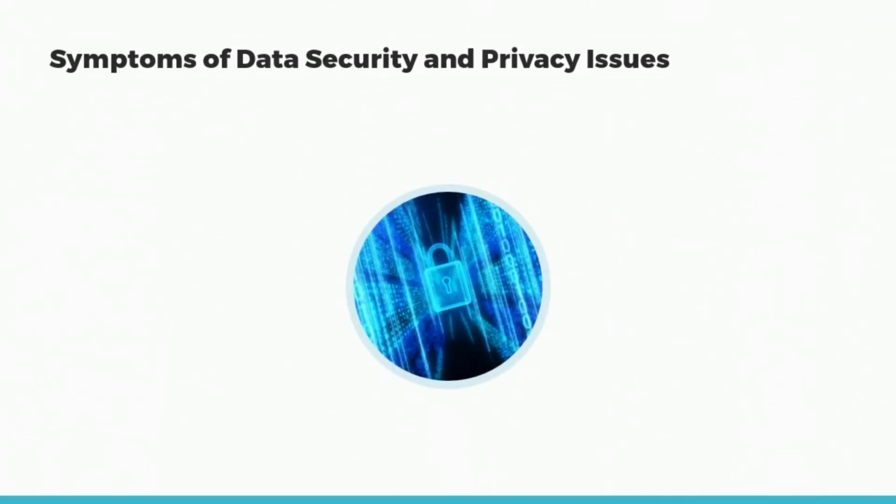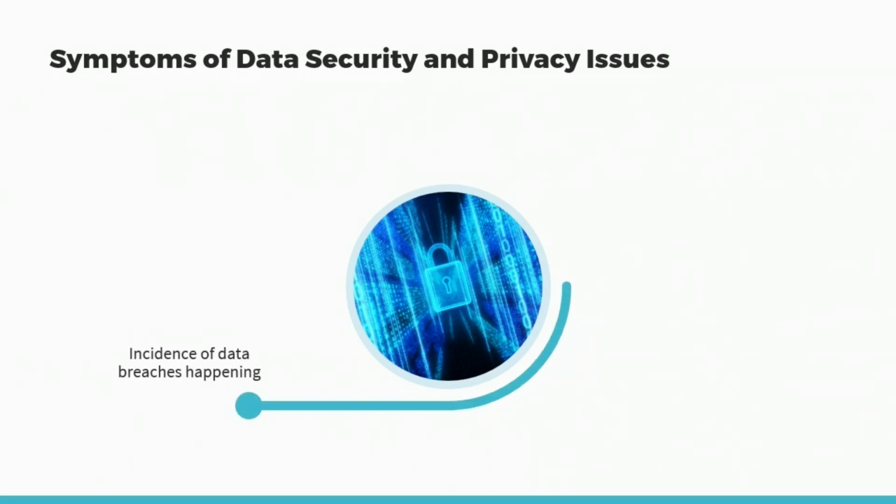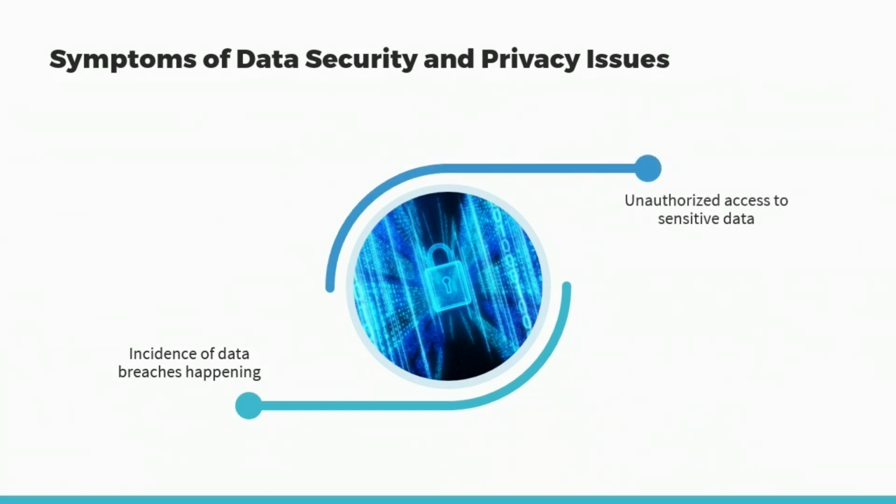Data security and privacy issues in AI can manifest through various indicators, including data breaches and unauthorized access to sensitive information. Now, data breaches involving unauthorized access or disclosure of sensitive information can compromise the confidentiality, integrity, and availability of data, leading to significant risks for individuals and organizations. And unauthorized access to sensitive data, like personal or confidential information, can result in privacy violations, identity theft, and even financial fraud, posing serious threats to individuals' privacy and security.